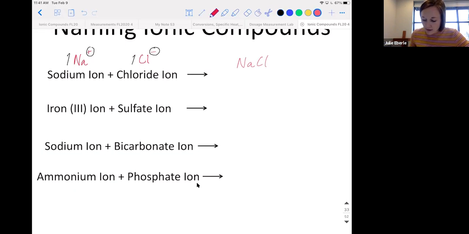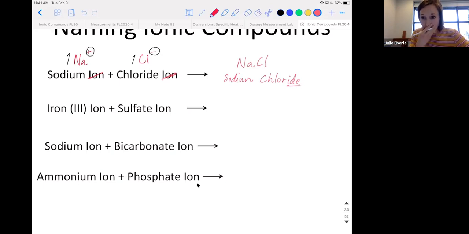So how do we name this? When you're naming it, you just name the cation and then you name the anion. And you drop the word ion. So we're going to drop the word ion. So we just call this sodium. Yeah, Lucy said it. Sodium chloride. Remember, you do IDE if it's an anion. Sodium chloride. And we don't need Roman numerals here.